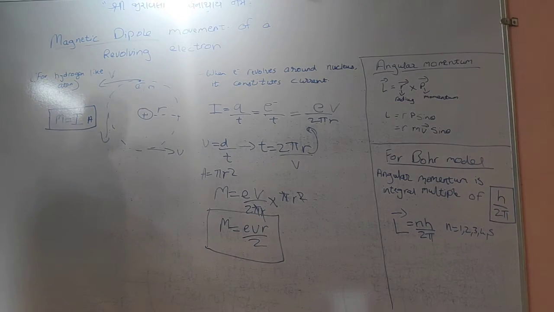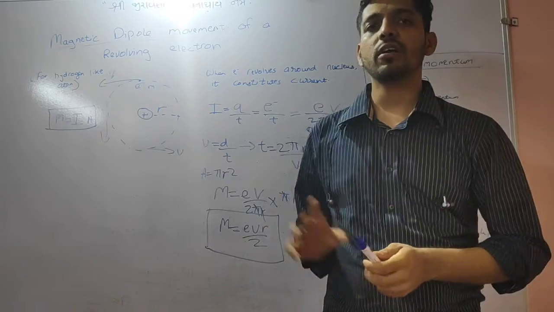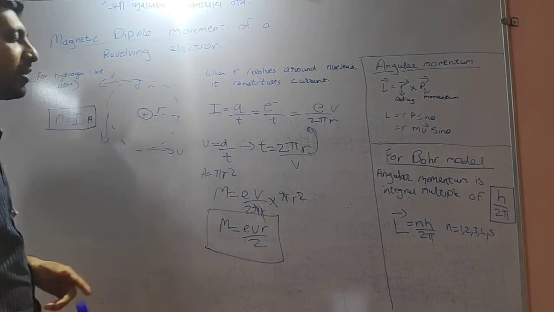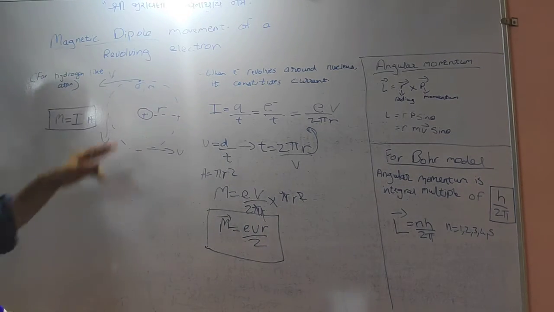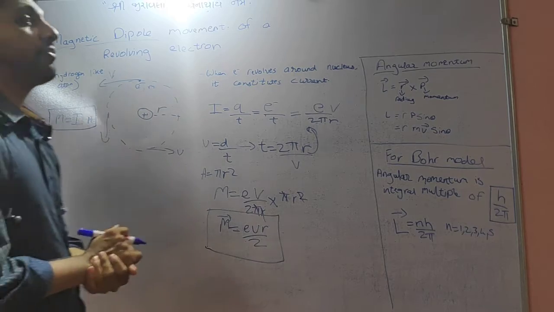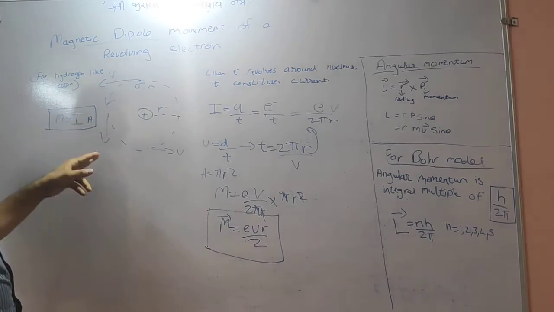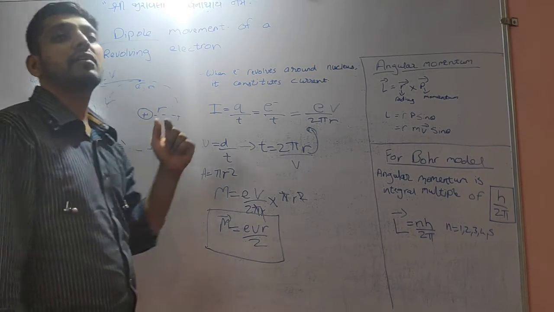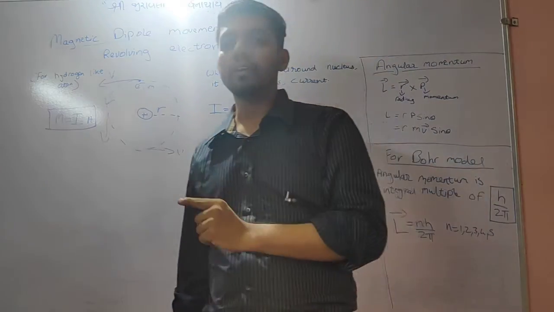Now if you want to find the direction, what will be the direction? When there is a current, if we curl our fingers in the direction of current, then the thumb will show the direction of the magnetic dipole. So what is the direction of current? Will it be in the direction of electron flow? No. We know that the direction of current is opposite to the direction of the electron.